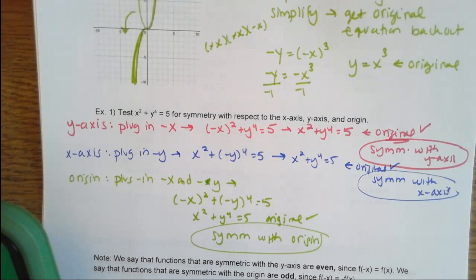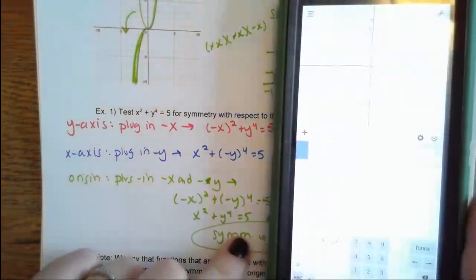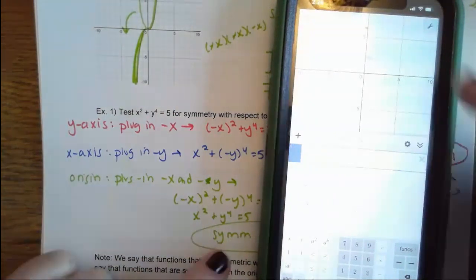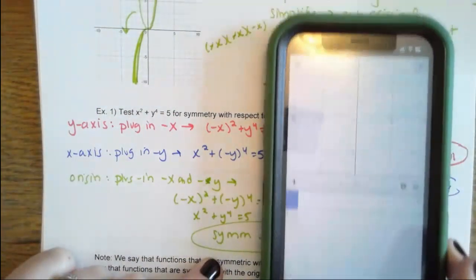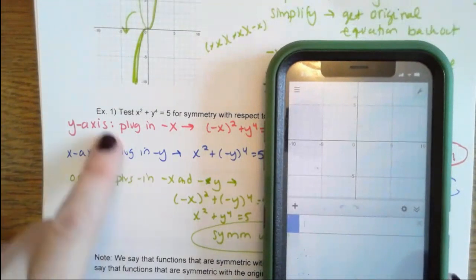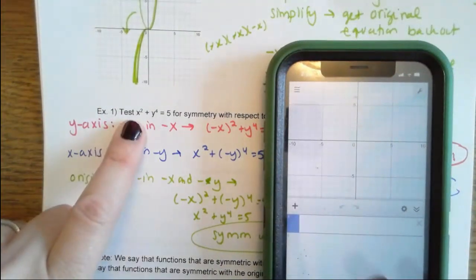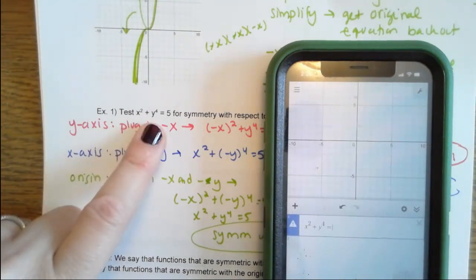The other thing you can do, and I'm going to bring up my phone real quick with you guys, is you could use Desmos to check your answers too here. So let me just darken my screen a little bit. Makes it a little bit easier to see. And I'm going to type in that equation. So it's x squared plus y to the 4th equals 5.